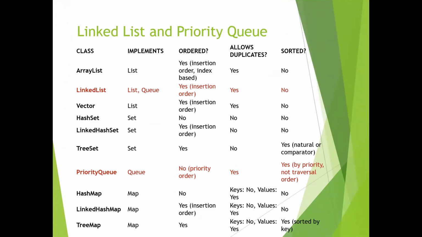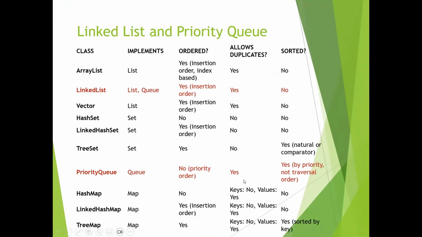So we're back to our table. So let's take a look at LinkedList and PriorityQueue. So these both implement the queue interface. And LinkedList, as we've already mentioned, also implements the list interface. LinkedList is ordered based on insertion. PriorityQueue, not so much. It's more of which element is the highest priority.